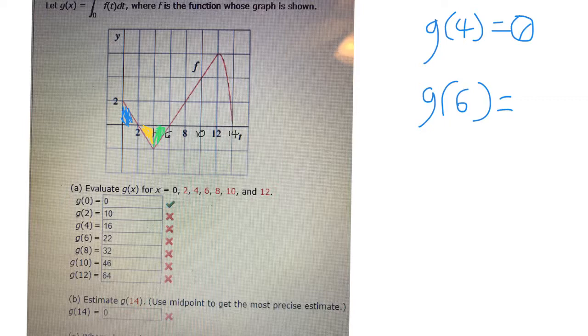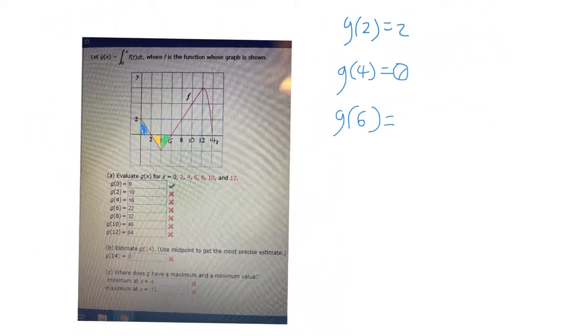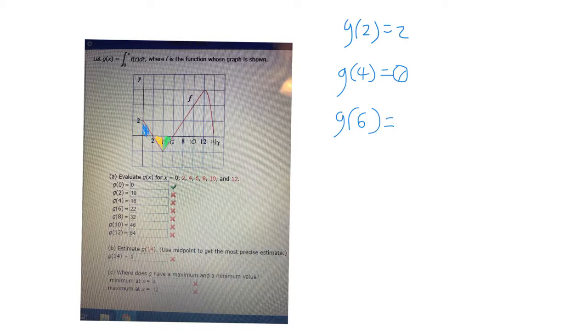Now we know that the blue and the yellow ended up canceling each other out. So now when we quote-unquote add this extra area on top of what we already have, what we're going to have is a negative 2, right? Because the area of this green triangle is negative 2. And when we add negative 2 plus what we already had, which was 0, we get negative 2. All right, so you just have to keep track of what came before.